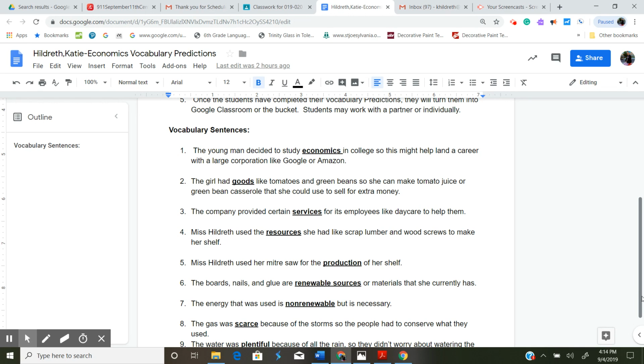So on that sheet of notebook paper or on that Google Doc, you're going to say, I think economics means, give me a definition, okay? Or I think economics relates to, tell me what you think it relates to, and then give me a reason why, okay? You could say, I think that economics relates to business because Google and Amazon are large corporations that buy and sell and do things like that, okay? If you want to use something like what I just said, go ahead for the first one to try to help you out.